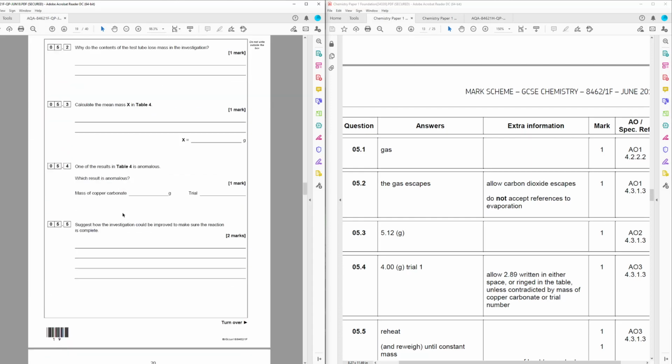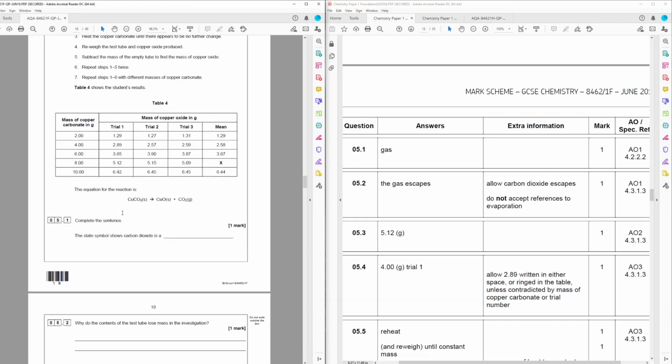Okay. 5.4 is the one where they're asking you about an anomalous result in this case. Which result is anomalous? So out of the pattern here, you're looking and thinking, right, all these 3 here, 1.29, 1.27, 1.31, they are all around a similar value, very close to the final mean. If you're looking at this one, the final mean is 2.58. This answer here is 2.89. That's actually quite significantly different than 2.57 and 2.59.